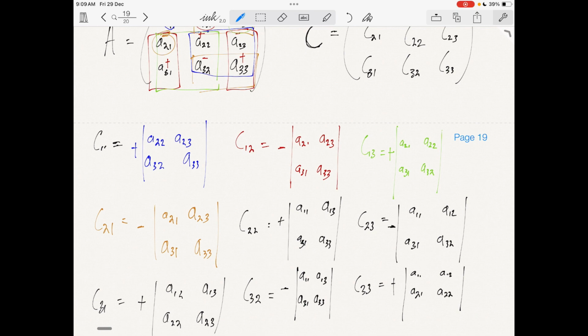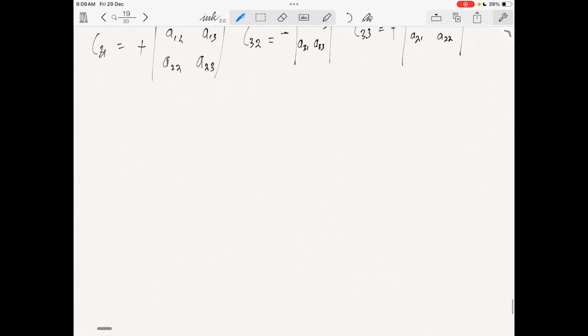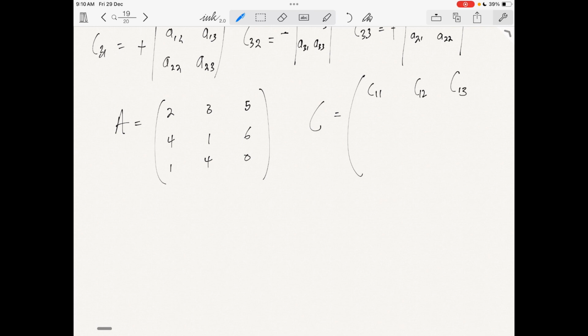So now let's take an example. Considering we are given a matrix A which is 2, 3, 5, 4, 1, 6, and 1, 4, 0. We want to evaluate the cofactors C11, C12, C13, C21, C22, C23, C31, C32, and C33.